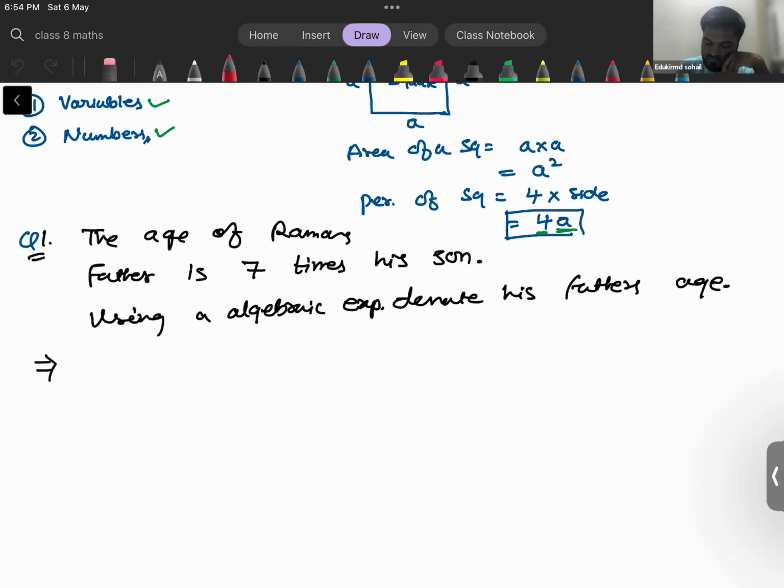What is this? 7 times the son's age. If we denote the son's age with a variable s, it will be 7 into s, which is 7s. You can take any variable, x or s as well. So let's say that the son's age is s. Then his father's age is going to be 7s. That is very correct.